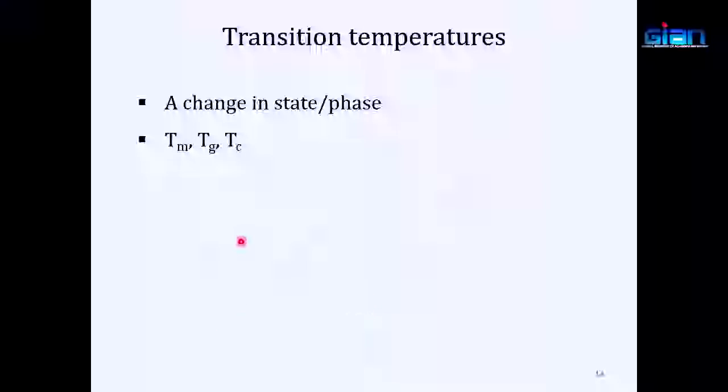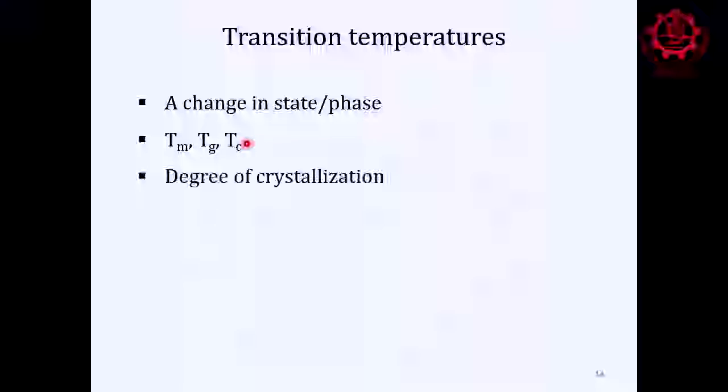So for this transition temperature we are talking about melting, glass transition, or crystallization. So that depends upon the degree of crystallization. As we know, almost all polymers are semi-crystalline in nature.